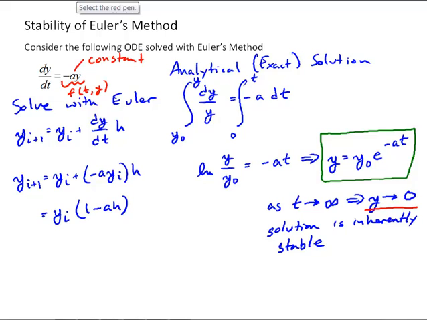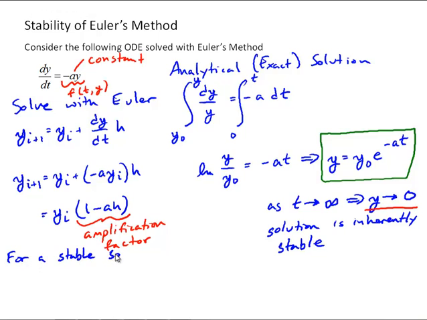So we can call the factor 1 minus ah an amplification factor, because it describes how the previous value in the solution y_i is amplified or scaled to get the next solution y_(i+1). For a stable solution, similar to the analytical solution, we know that we want the absolute value of y_(i+1) over y_i to be decreasing as time goes forward.